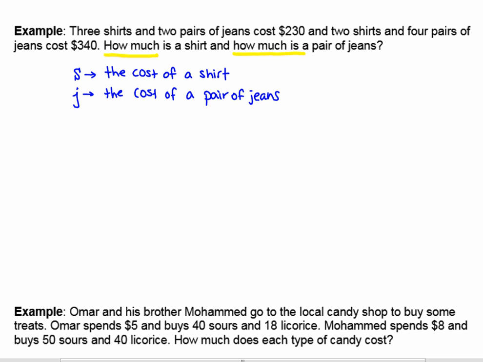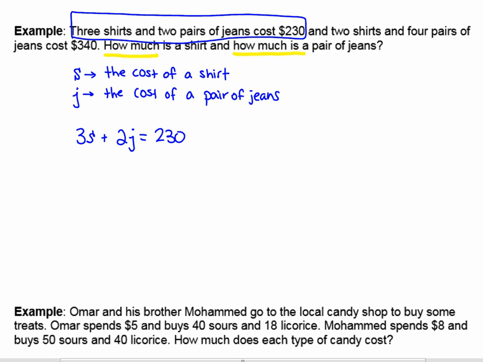Okay, so now we want to make a system. So to make a system, what is a system again? Two equations. We want to make two equations. In our unit, we're not going to have more than two equations. Okay, good. So 3 shirts, 2 pairs of jeans cost $230. That's one equation. 3S plus 2J equals 230. Then they say 2 shirts and 4 pairs of jeans cost $340. So that would be 2S plus 4J equals 340. So there's my system.